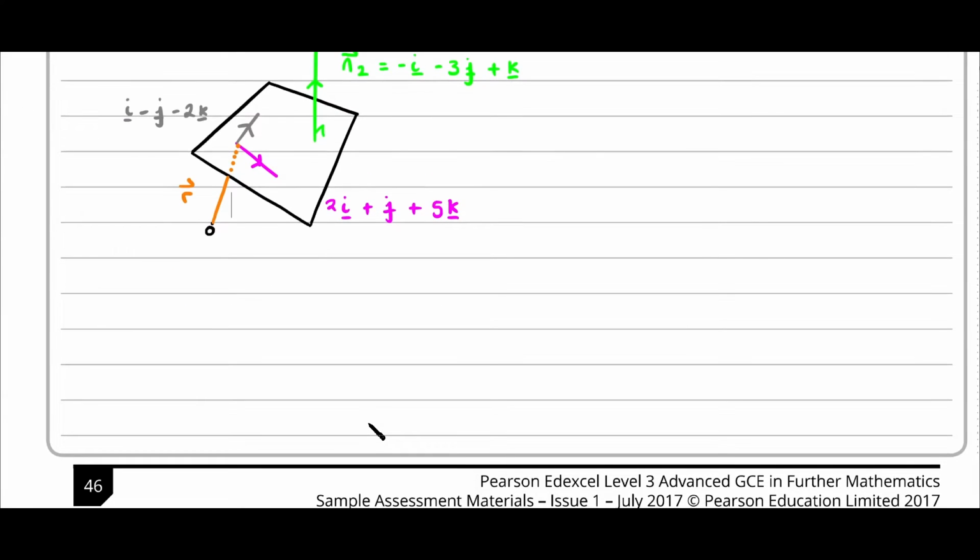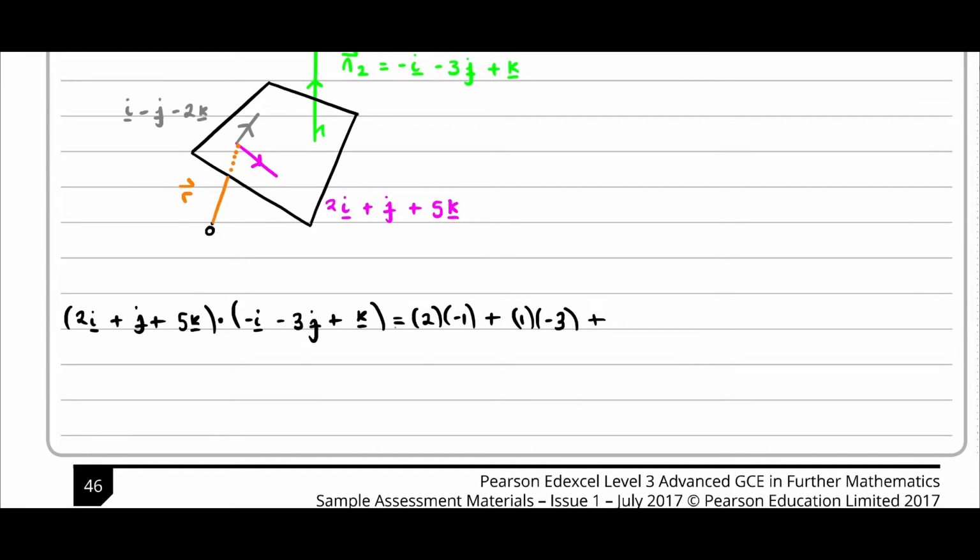So if we take the dot product, we have 2i plus j plus 5k dot product with minus i minus 3j plus k. So we have 2 times minus 1. Then we have 1 times minus 3. And then we have 5 times 1. The result of this is indeed 0.